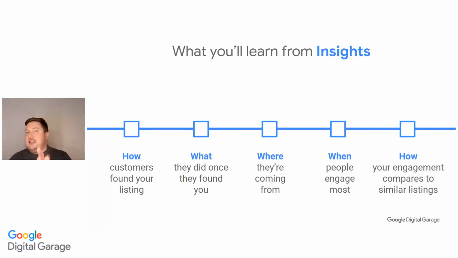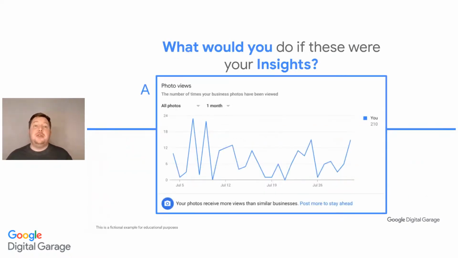So did they go to your website? Did they ring you? Did they get directions? Where are they coming from? The postcode shows you where they're searching from. When people engage with you most, all of a sudden you'll be able to literally see when people engage with you at what time. So you can put more content out at that time on your social. You can put more content on there or get more staff to cover those hours. And how engagement compares to similar listings means you can see, are you doing better, worse, the same as? Up to you. What would you do if these were your insights?